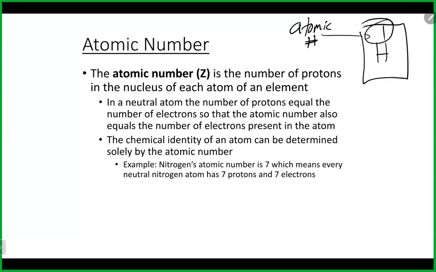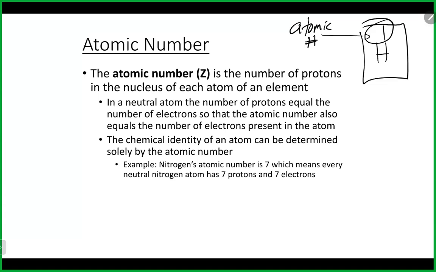So if something is neutral, the number of protons and electrons will be the same number. It is important to remember, though, if you are asked the question, what is the definition of atomic number? The definition is only protons, nothing to do with electrons. So the definition of atomic number is how many protons there are. The second thing it will tell you, as a side note, is if it is neutral, it'll also tell you how many electrons it has to balance it out.